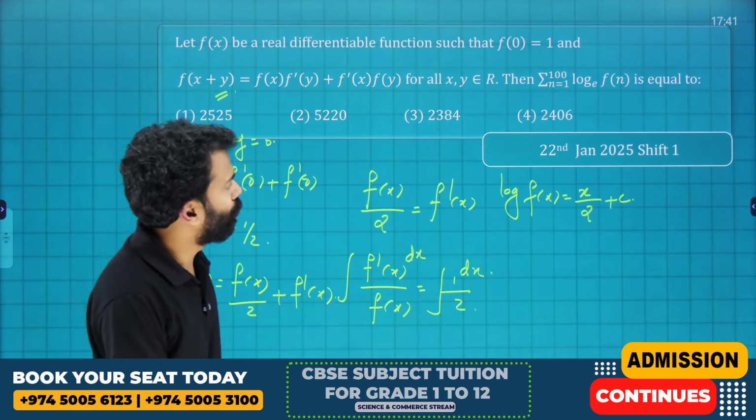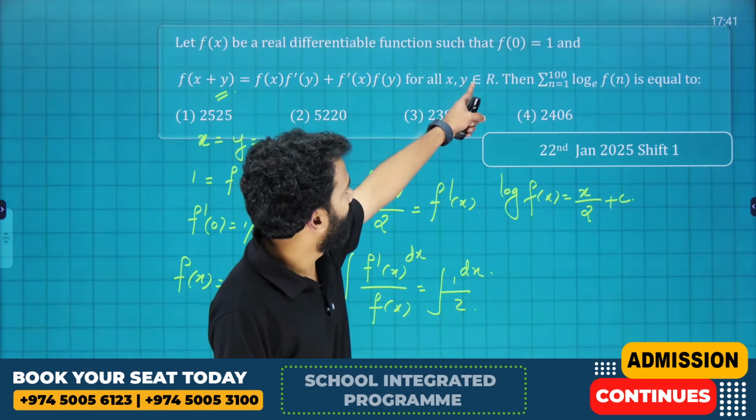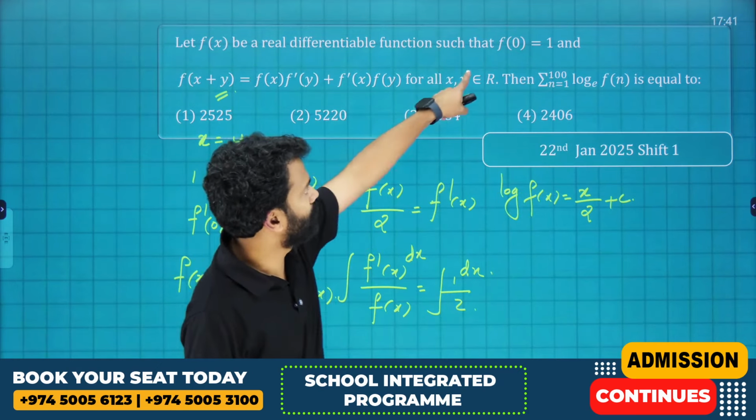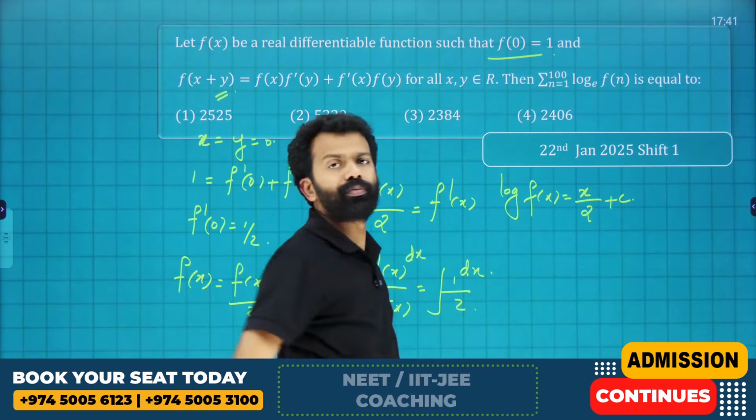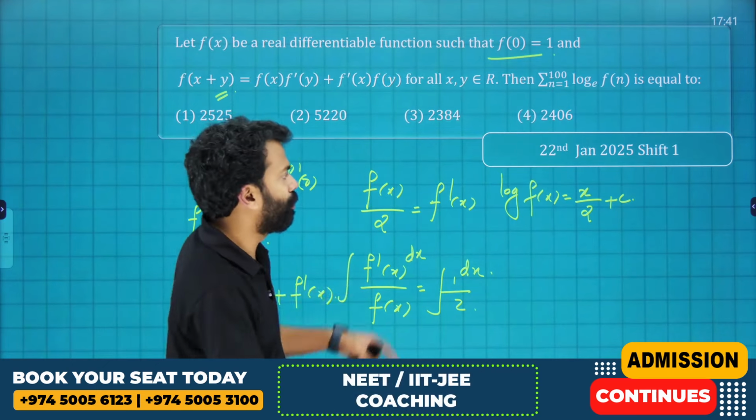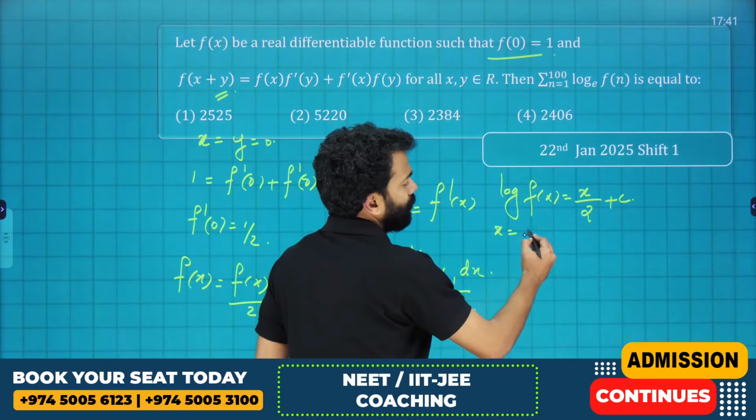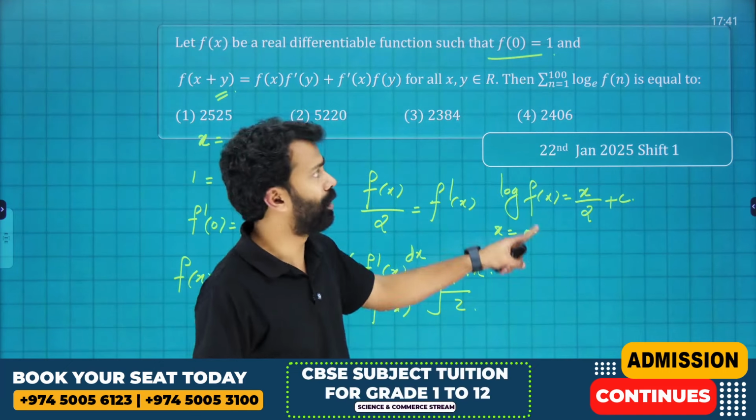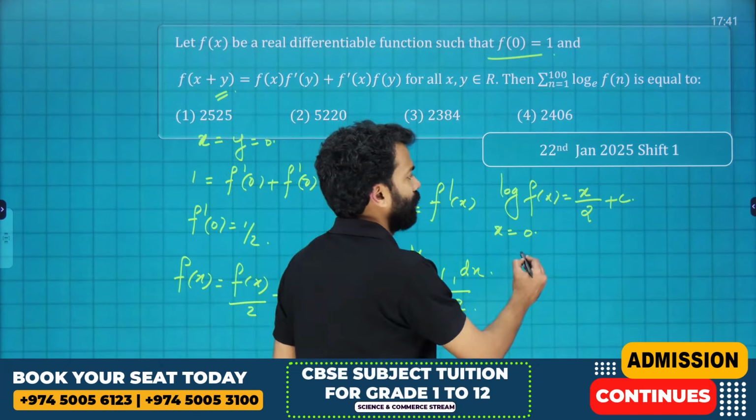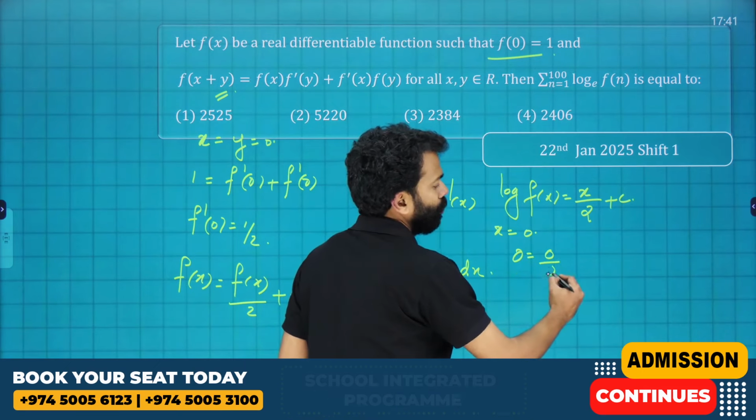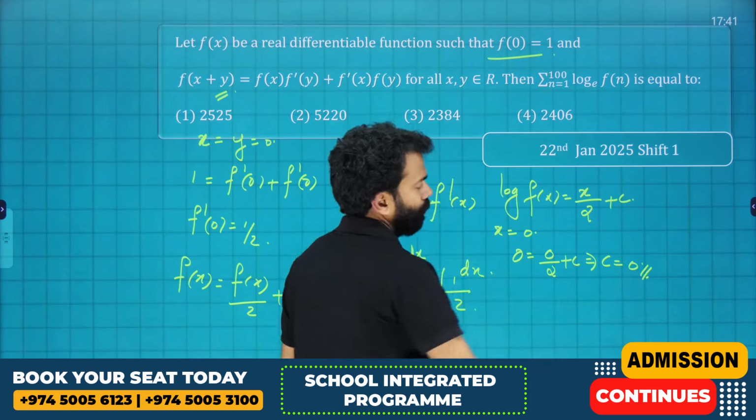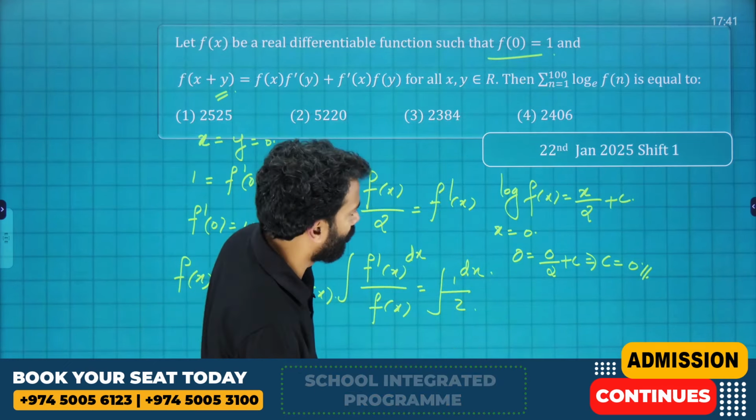Okay, now we need to find the constant value. For that, we need to apply the corresponding data from here. We know that f of 0 is equal to 1, right? Therefore, put x is equal to 0. If you put x is equal to 0, what will you get? Log f of 0. That is log 1, and log 1 is what? 0, which is equal to 0 by 2 plus c. That is, c is equal to what? 0. Therefore, c is equal to 0.